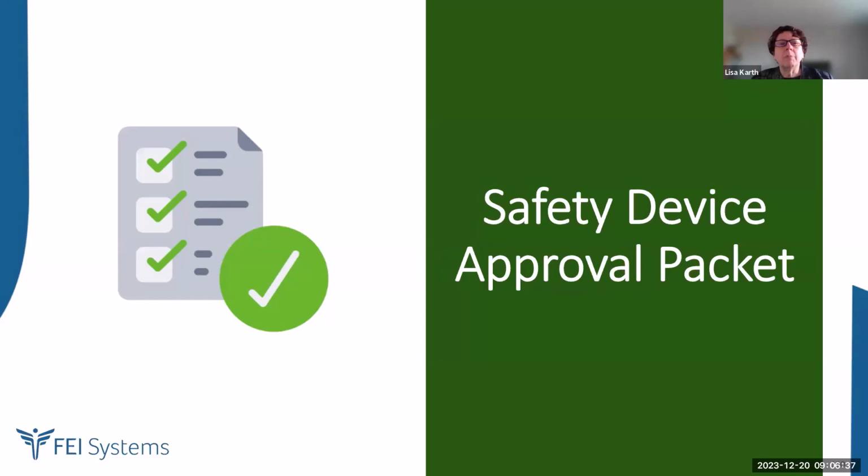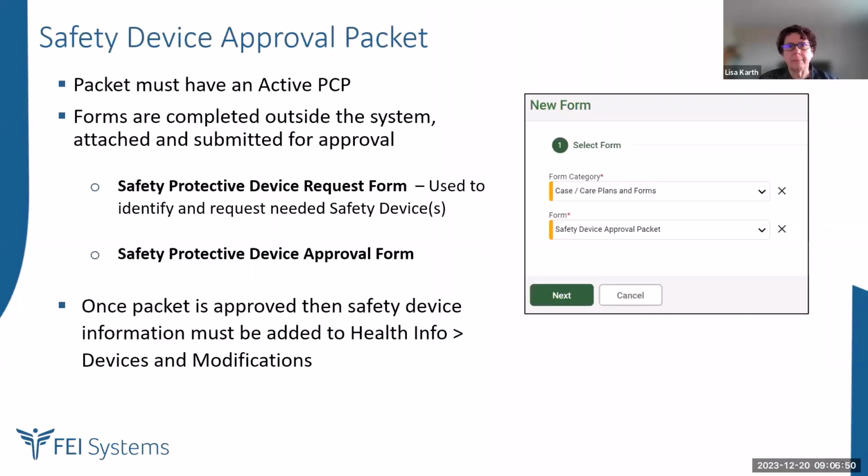All right. I want to move to the safety device approval packet. And this is a new form, or it's new to be documented in Evergreen. Currently, this is completed outside the system. So the purpose of this, it's a packet. Remember, we said packets are bundles of forms. And this collects 2 forms. And these forms are going to be attachments. The safety protective device form, excuse me, and the safety protective device approval form. And you're going to see as we go through this, there's different sections of this form to be completed.